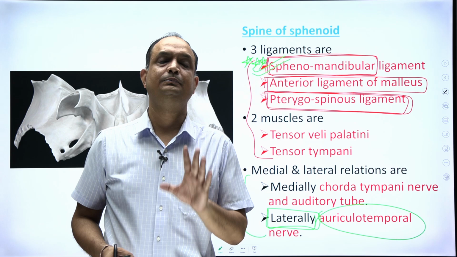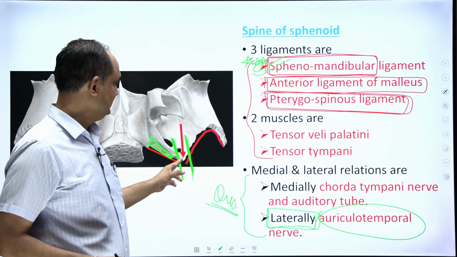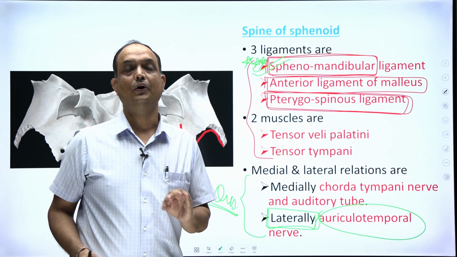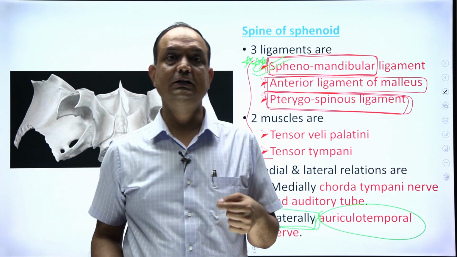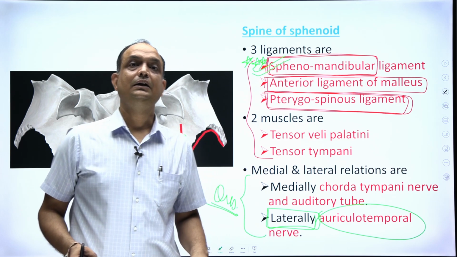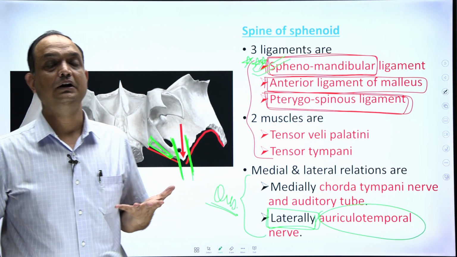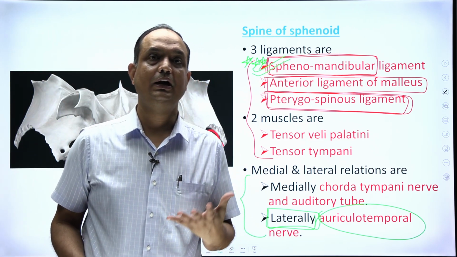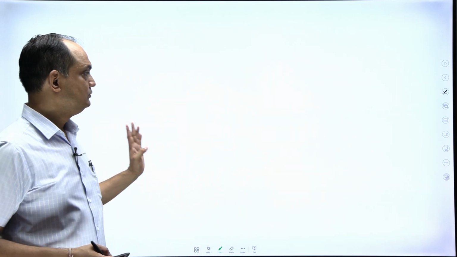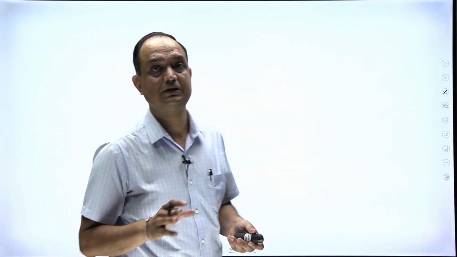So what are the relations? Relations of the spine are important. On the medial side you will have chorda tympani. On the lateral side you will have auriculotemporal nerve. So if the spine of sphenoid gets damaged, it can create problems related to the supply of chorda tympani nerve and auriculotemporal nerve. Clear?